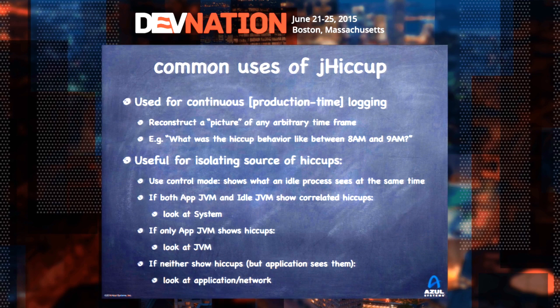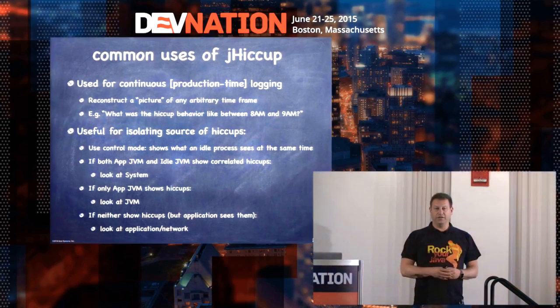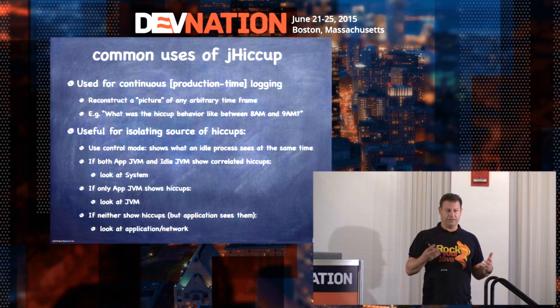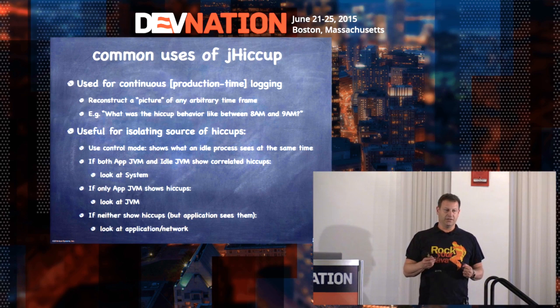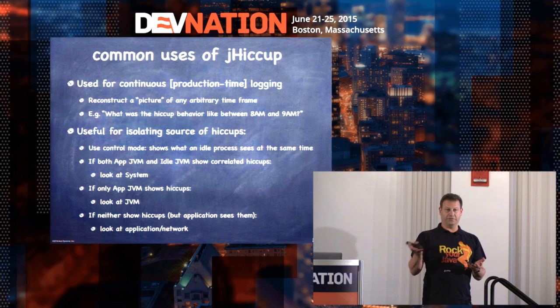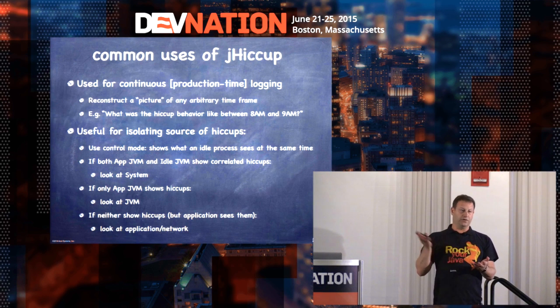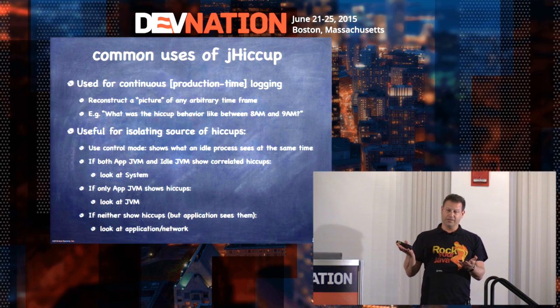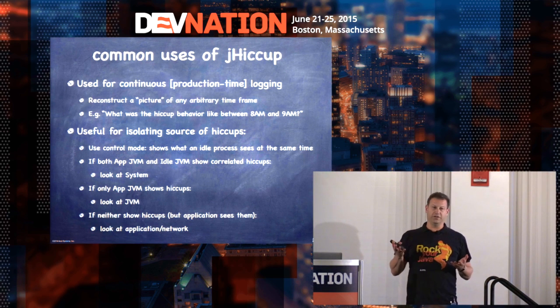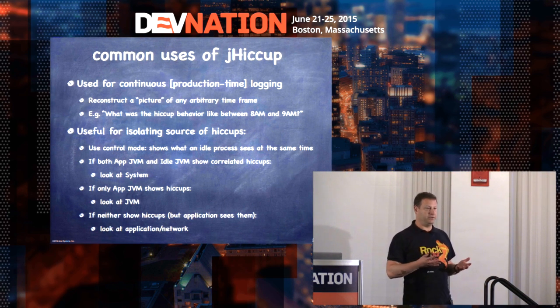It's very useful for isolating and triaging problems. Suppose you have an actual glitch in your behavior. Something's going wrong. You can go back and look at the logs for hiccups and isolate things. So you can have a hiccup log for your JVM. You can actually have a control hiccup very easily that runs an idle workload on the same system at the same time. And from those two hiccup logs, again, you can isolate a lot of problems. It won't tell you where the problem is, but it certainly will tell you where it isn't.